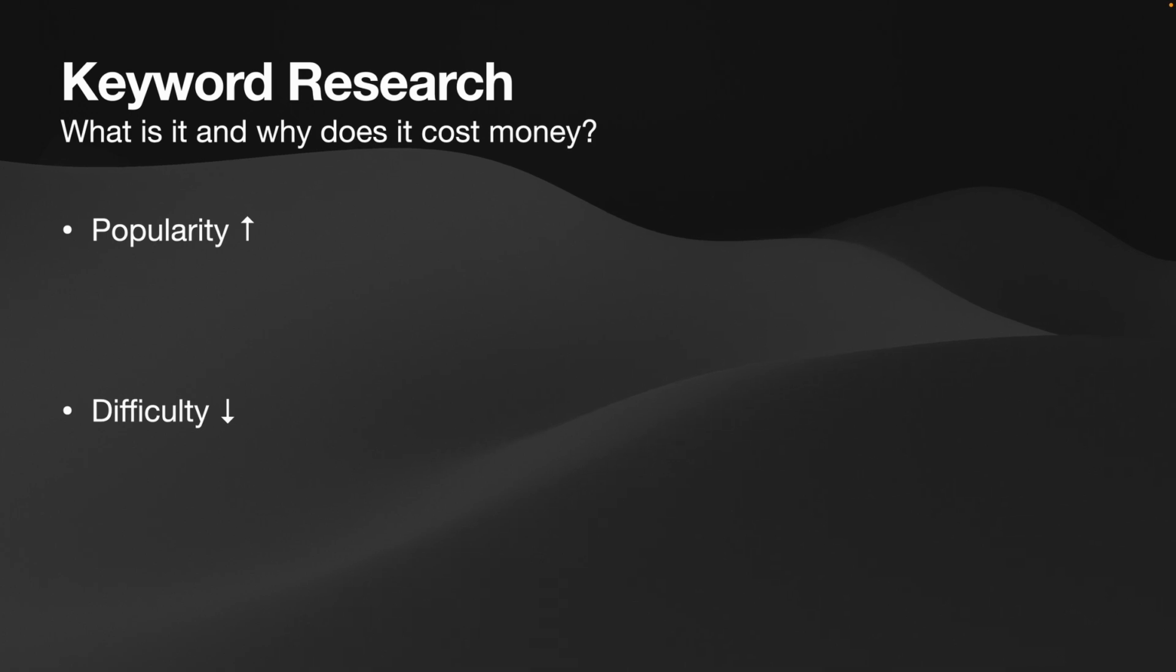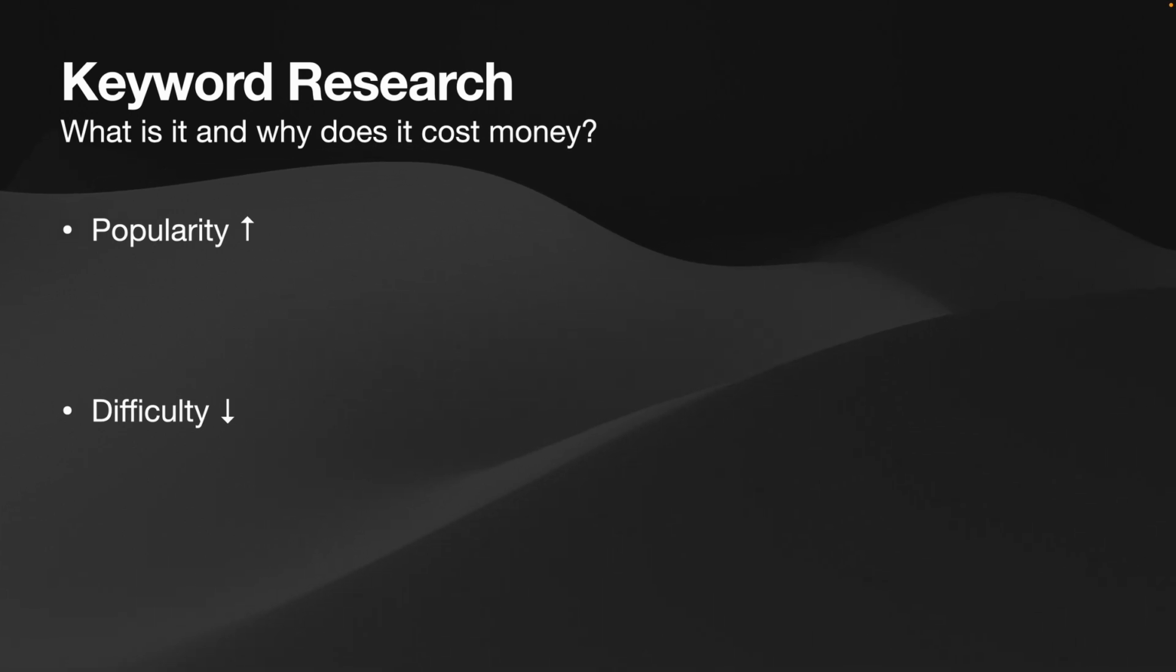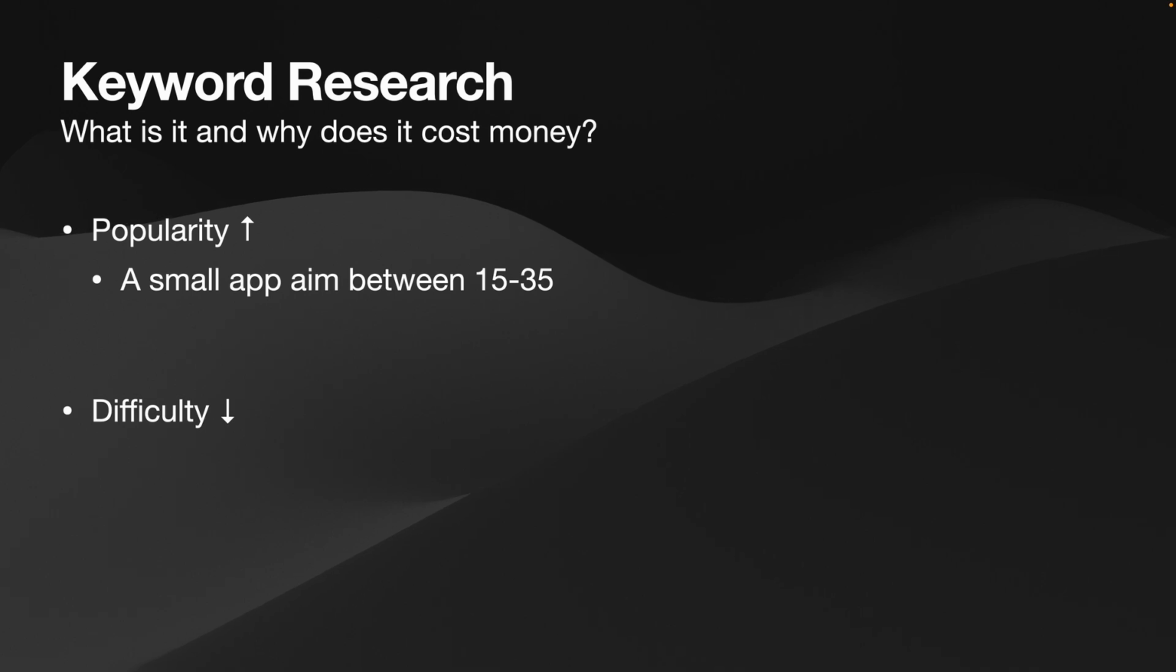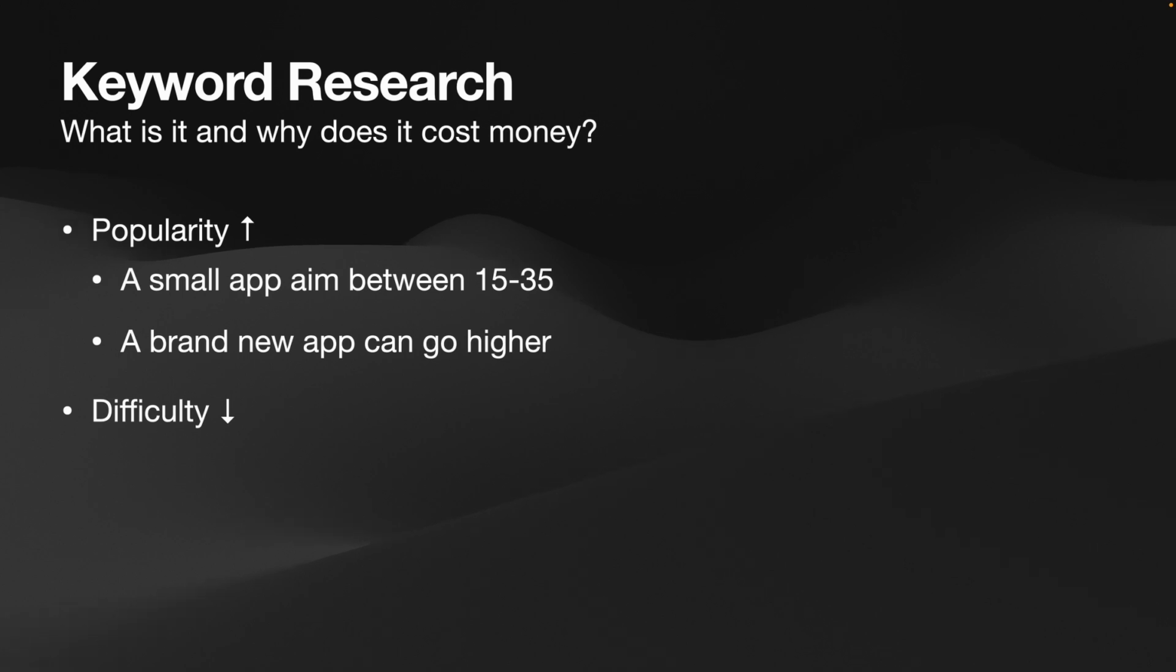For a relatively small app that probably has hundreds of reviews or even just 5 to 10 reviews, you should probably be aiming for a popularity score between 15 to 35. If you're brand new, like you just launched into the App Store, you can go maybe slightly higher, maybe 40, 45, because Apple will give a brand new app a 7-day artificial boost of visibility. Of course, after this boost, your app will drop back to where it's supposed to be.